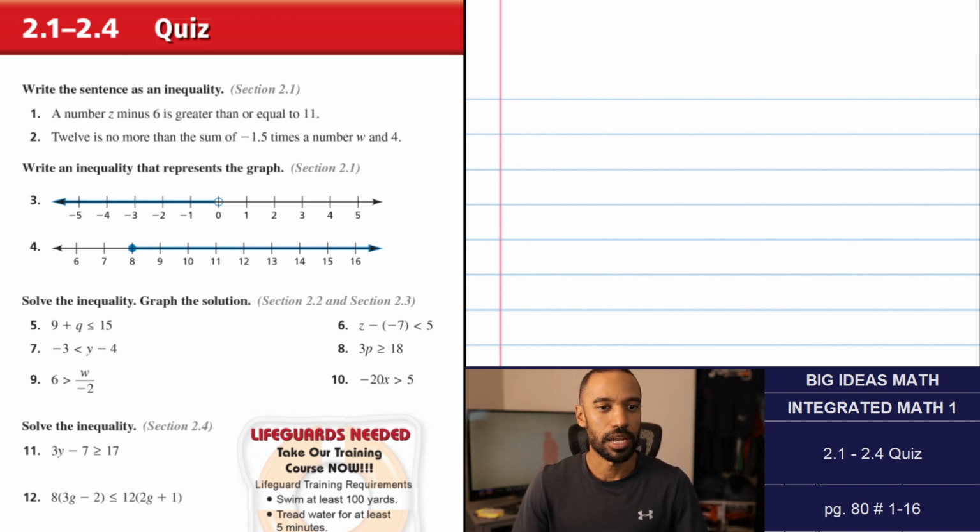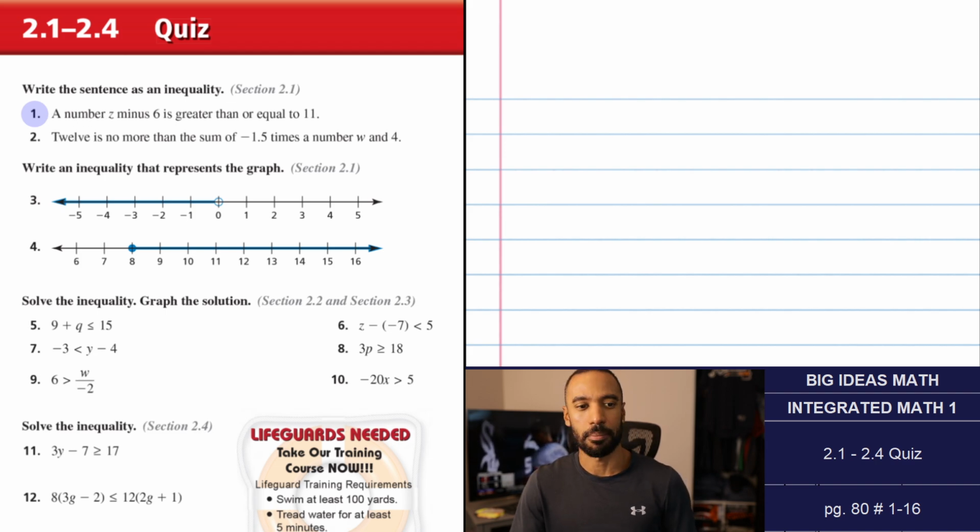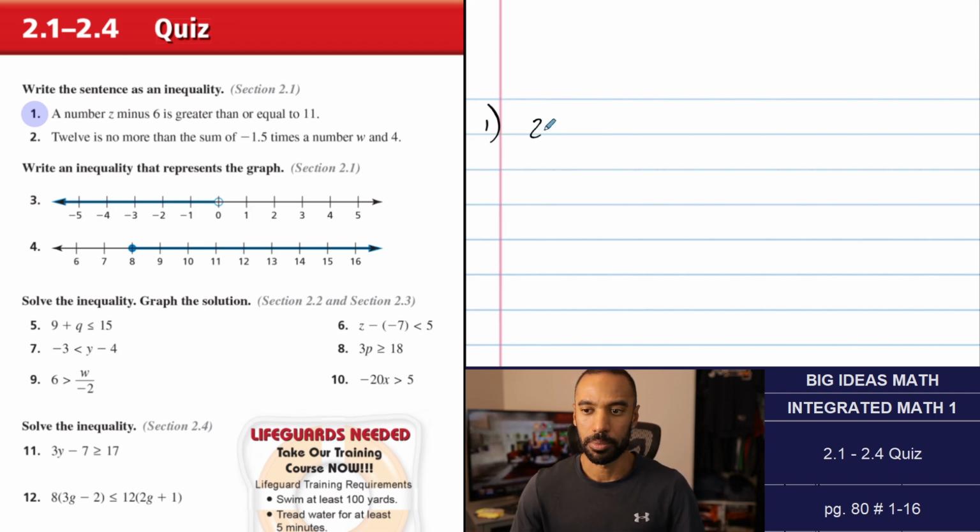We have numbers 1 and 2, where they're asking you to write the sentence as an inequality. Number 1, a number z minus 6 is greater than or equal to 11. So we're just writing out the inequality. Here's a number z, here's minus 6. Now the greater than or equal to symbol has the mouth facing the side that it's supposed to be greater than, like that, or equal to looks like that, 11.